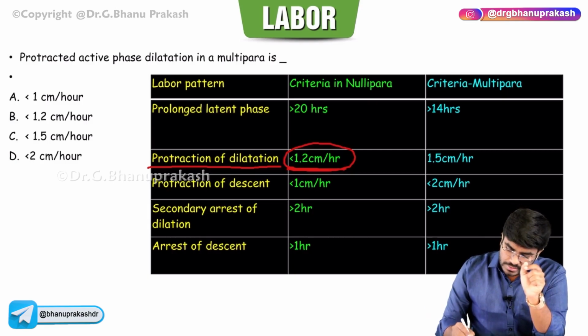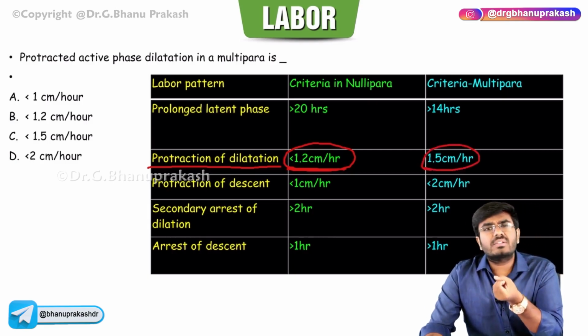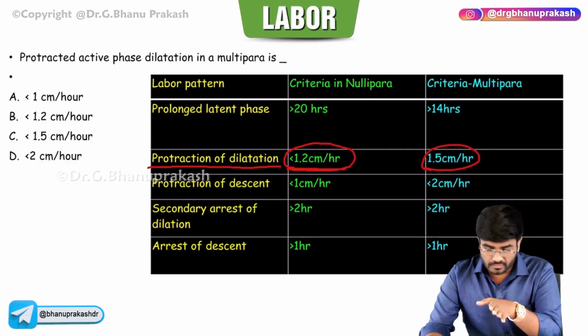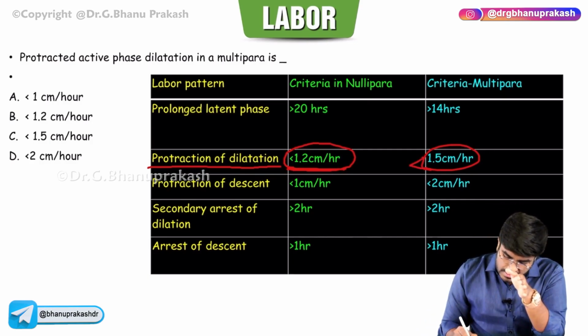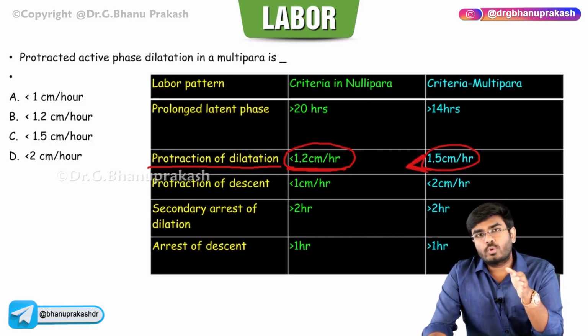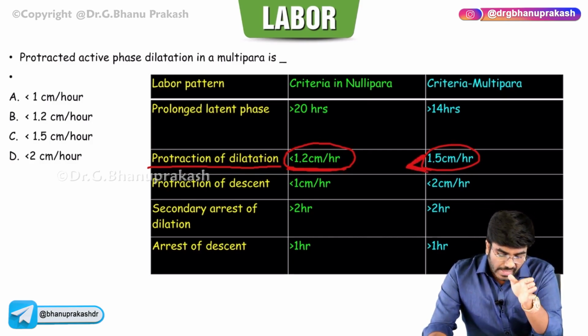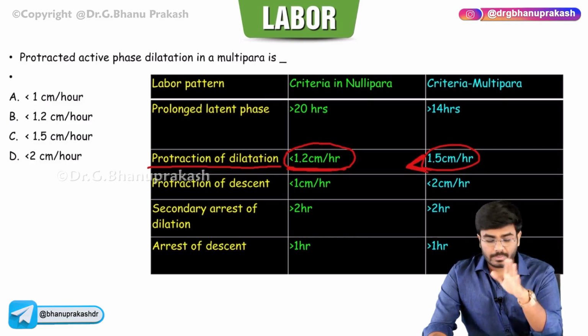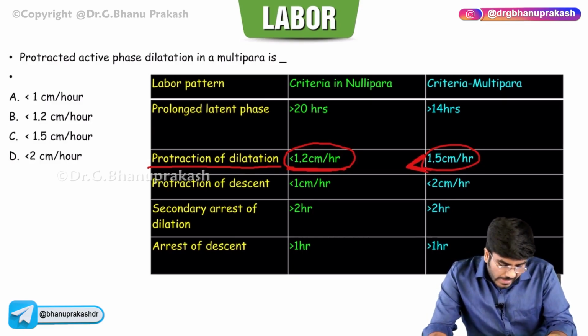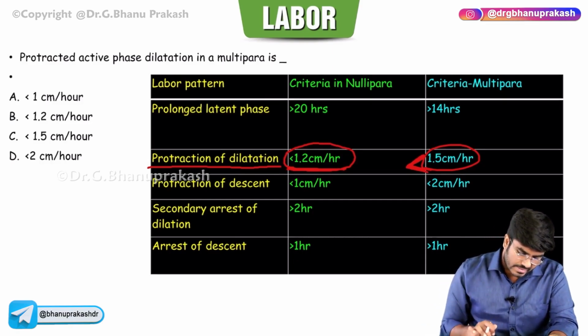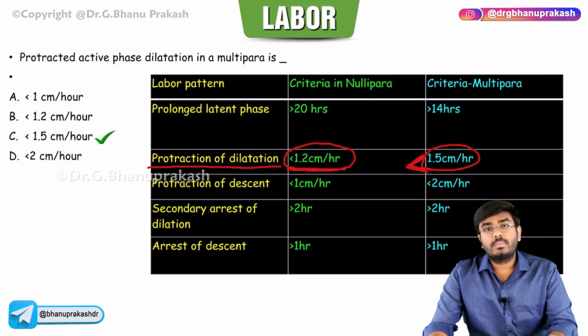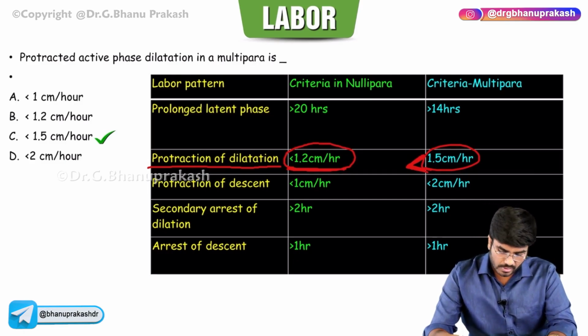But if you are talking about a multipara, the cervical dilation rate should be at least 1.5 or more than 1.5. If the cervical dilation rate is less than 1.5 per hour, we are going to call it protracted active phase of dilation in multipara. So now see guys, protracted active phase of dilation in a multipara is less than 1.5 centimeter per hour. Okay, that's the correct answer.